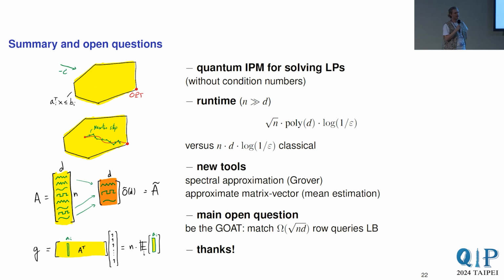The second question was about, okay, if it's over constrained, we're assuming that it's a feasible LP. That's an assumption.